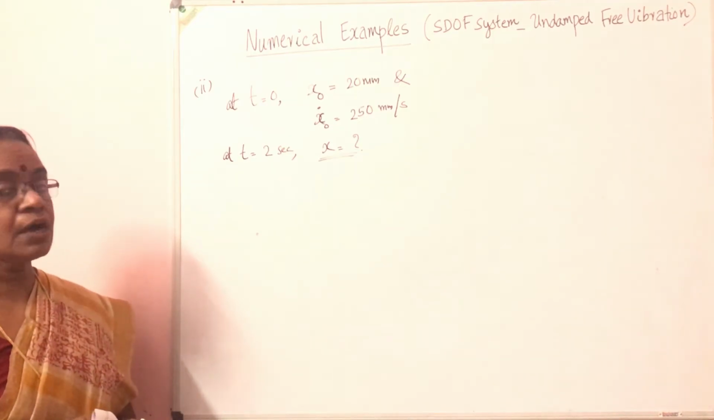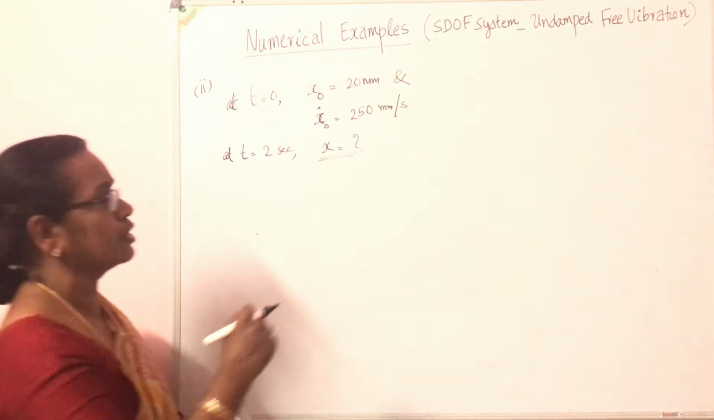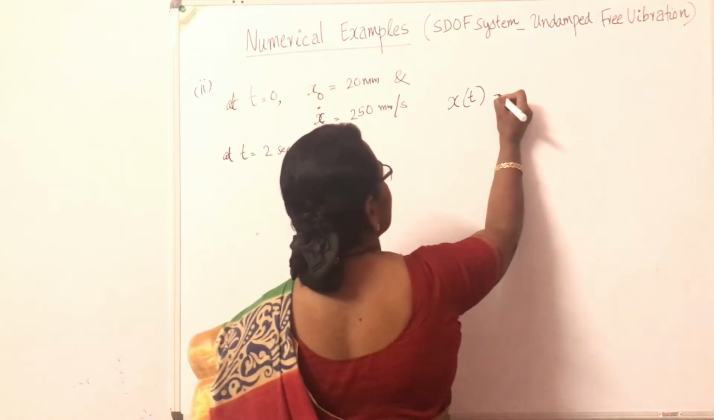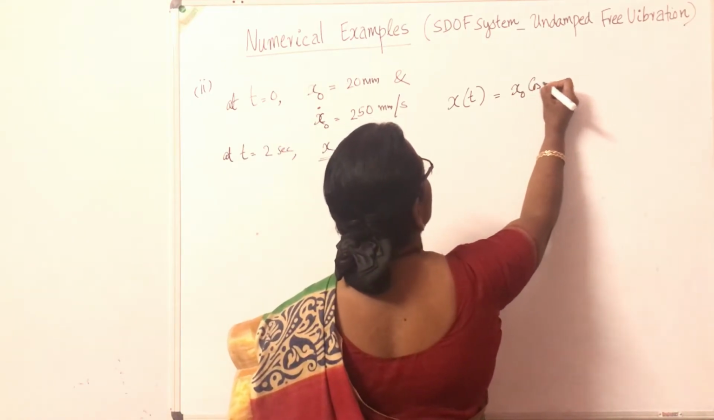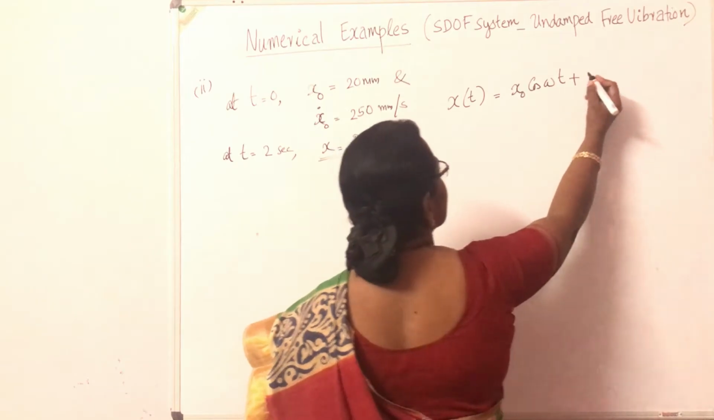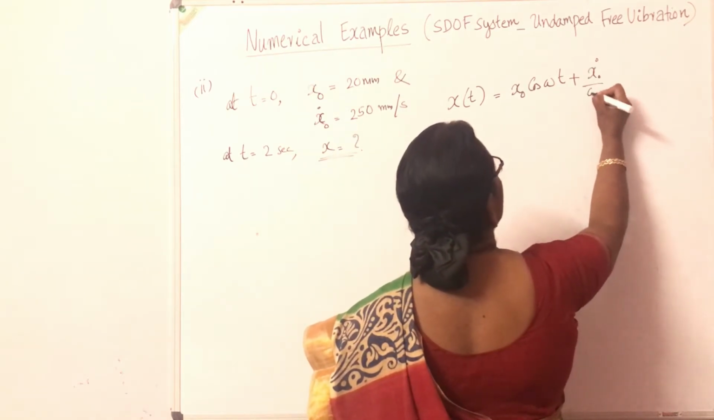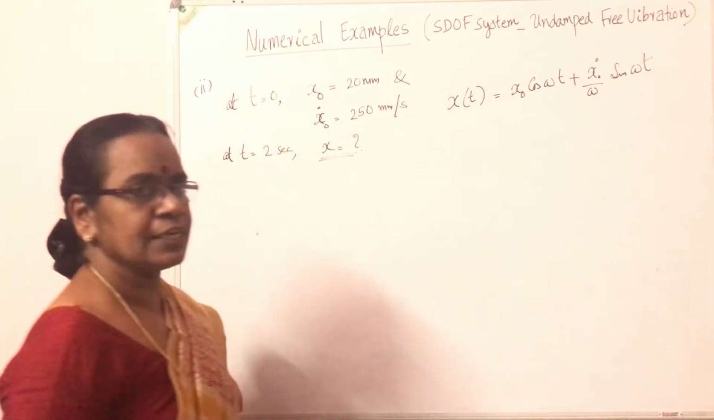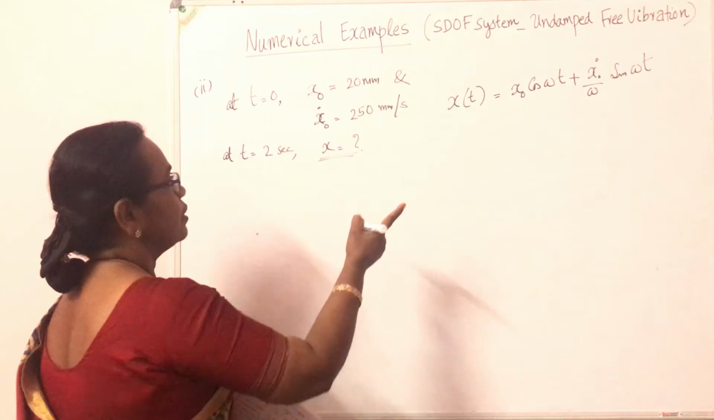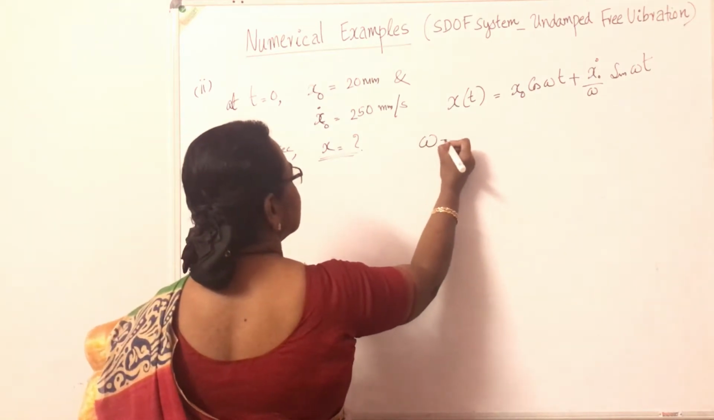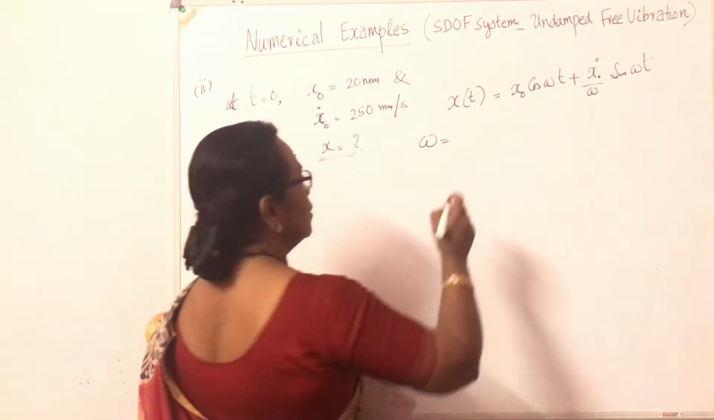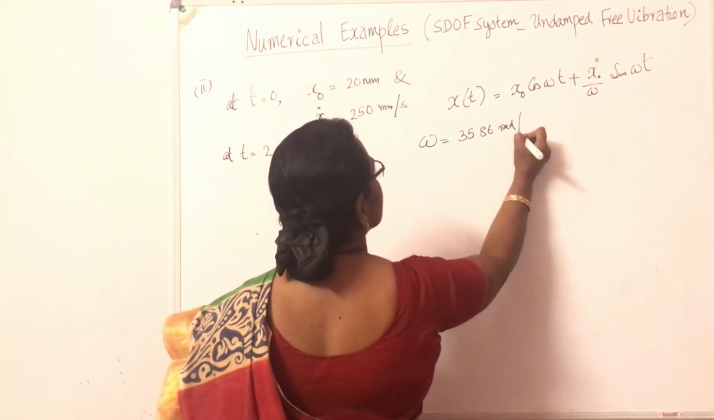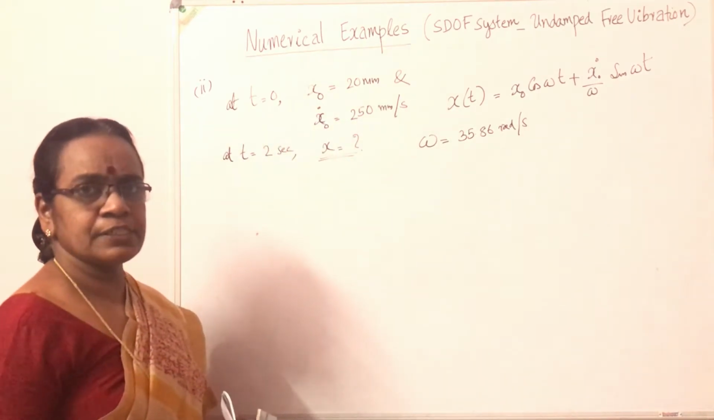For undamped free vibration, we have seen the equation for the response of the system. The displacement at any time, x of t, is equal to x0 cos omega t plus x0 dash by omega sin omega t. Everything is known to us. Omega, the natural frequency of the system, is 35.86 radian per second, obtained from the first part of the problem.